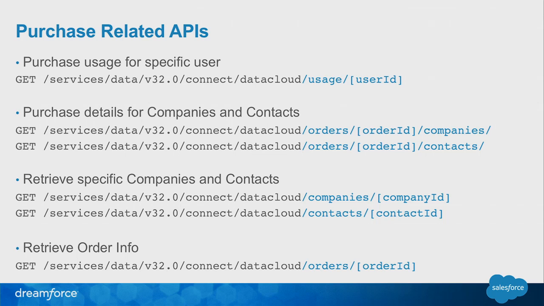If you want to look at the details of records that you've purchased, you pass the order ID to either the Data Cloud orders, order ID, companies or order ID, contacts, and you can view that. You can retrieve specific companies using this API. If you have a particular record that you bought, you can retrieve the details off of it, so you're not calling the search API anymore. And if you want to retrieve details on the order itself, so what you purchased, how many records, and what impact it had on the points, you can use this API.